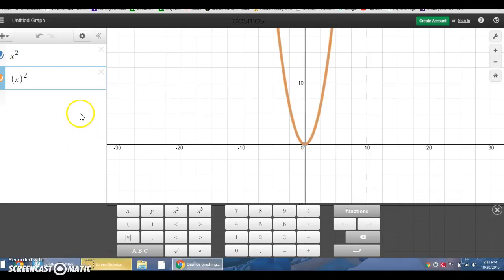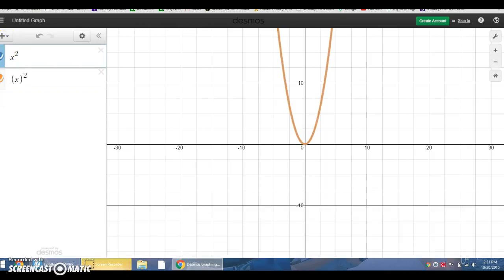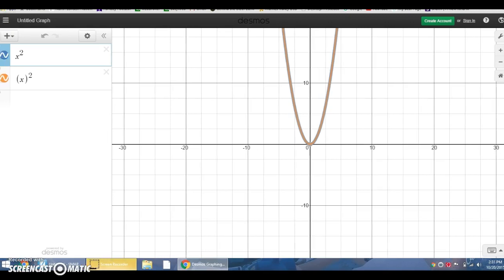So miraculously, I'm in Desmos here, and you can't tell here, but there's an orange and a blue. Let's see if I can shift this over. An orange and a blue. There we go. An orange and a blue parabola. So the blue one is x squared.